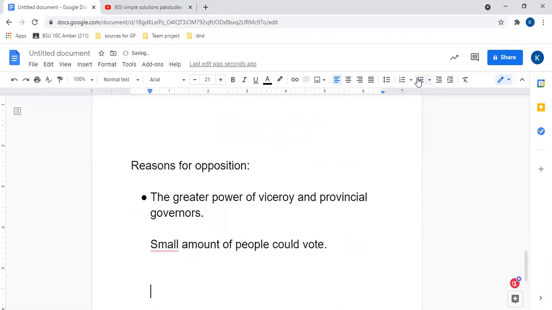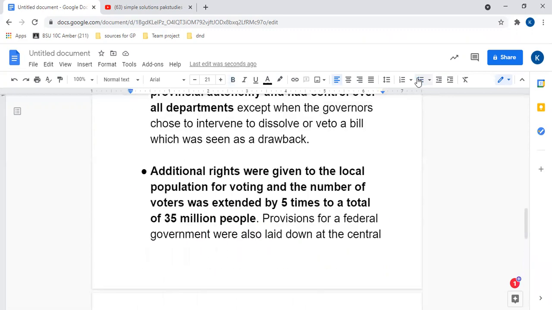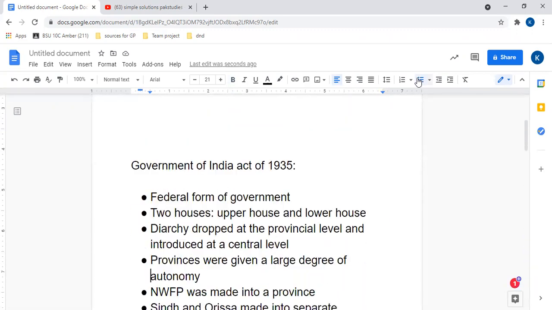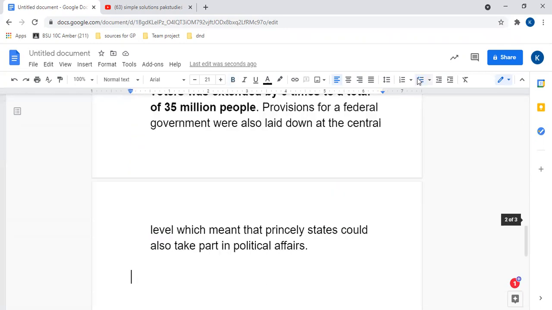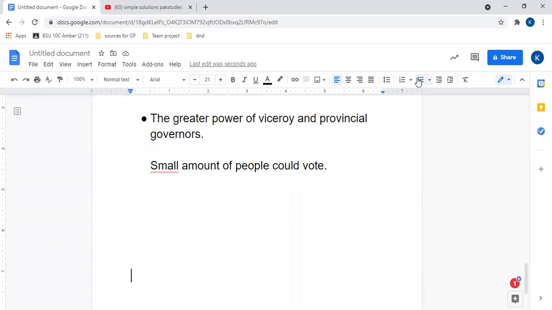And finally, the last reason was diarchy. As you saw above, diarchy was introduced at a provincial level, right? If I scroll up right here, you can see that even though it was dropped at the provincial level from the previous Montague Chelmsford reforms, it was still introduced at a central or federal level. So it was not completely abolished. It was just shifted from the provinces to the central government. So it could be misused anytime. If you're not familiar with diarchy, you should read the Montague Chelmsford reforms.